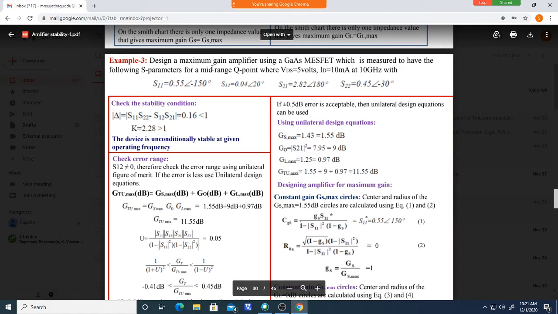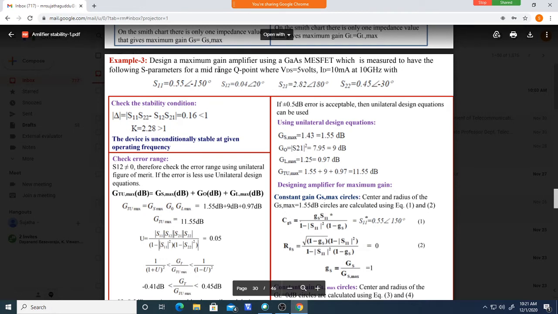The problem: design a maximum gain amplifier using this device, which is measured to have the following S parameters for the mid-range Q point. The values are like this at 10 gigahertz. So here you substitute these S parameters.